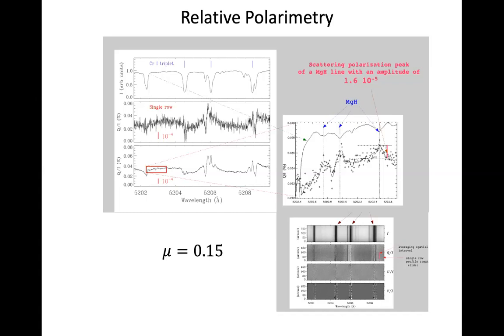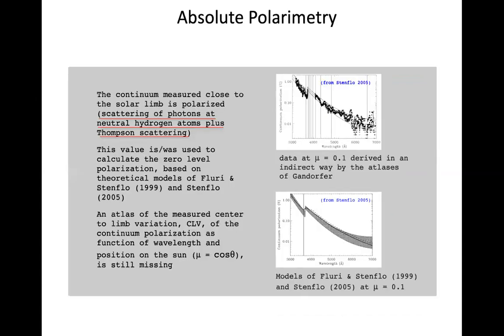The question is, okay, look at this guy, but the continuum is 0.02, is 0.025. Is it a good absolute measurement or not? That's the real question. So the continuum is the ground truth for polarimetry, the one we use when we want to refer to absolute polarimetry. Why? Because there is a ground truth that is well understood, which is the continuous scattering of photons by neutral hydrogen atoms and electron scattering. These two processes are really well understood in the photosphere of the sun. So we know what the continuum should be polarized.